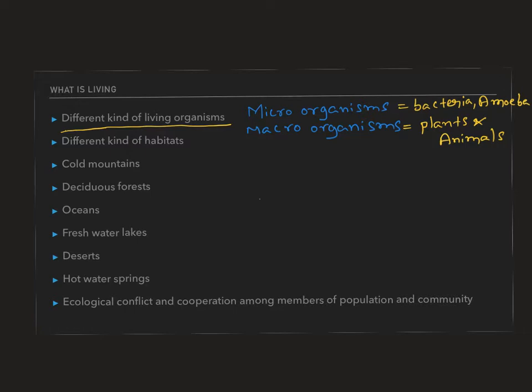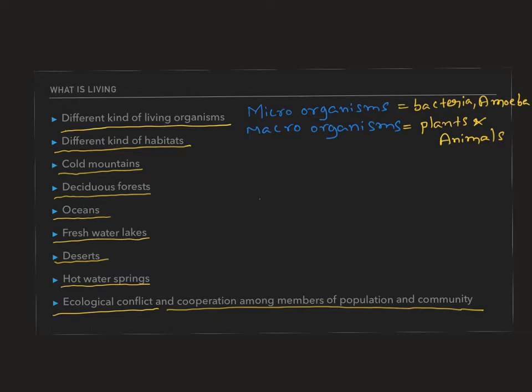We find these organisms in different kinds of habitats. They are cold mountains, deciduous forests, oceans, freshwater lakes, deserts, hot water springs. They can live everywhere. There is ecological conflict and cooperation among members of population and community.